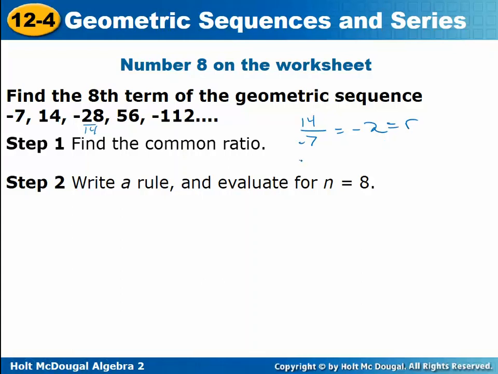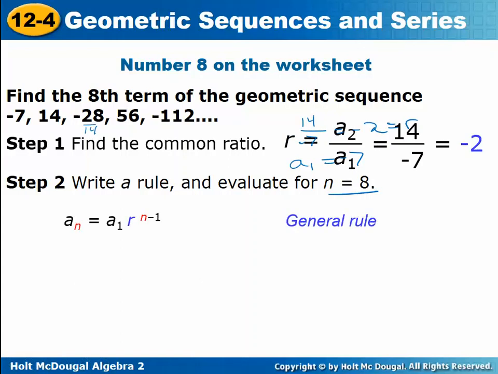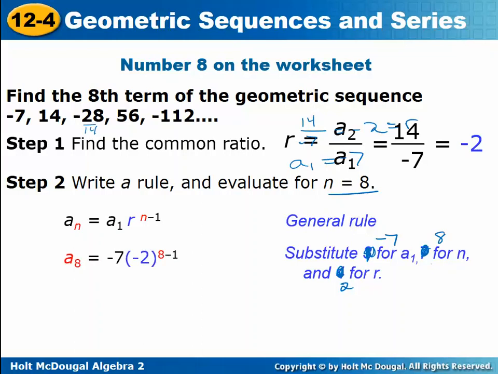Let's see, a sub 1, I'm going to write it down, is -7, and n is 8. So the general rule is a sub n equals a sub 1 times r to the n minus 1. So I replace all the parts. So let's see, these are from a different problem, so I have to fix this. So I'm going to use -2 for r. For a sub 1, I'll use -7. And for n, I'm going to use 8. Did I fix them here? Yes, I did. So I plugged everything in where it belongs.